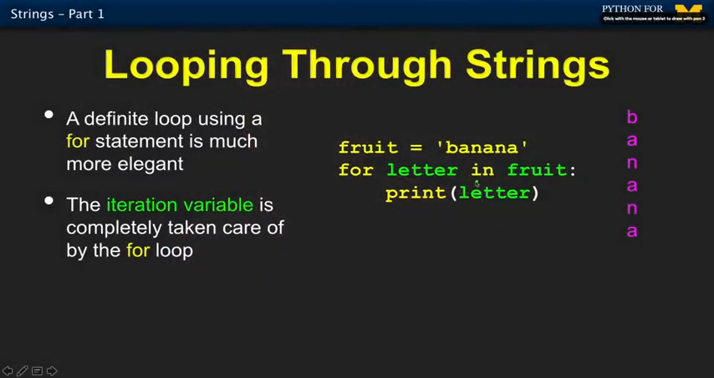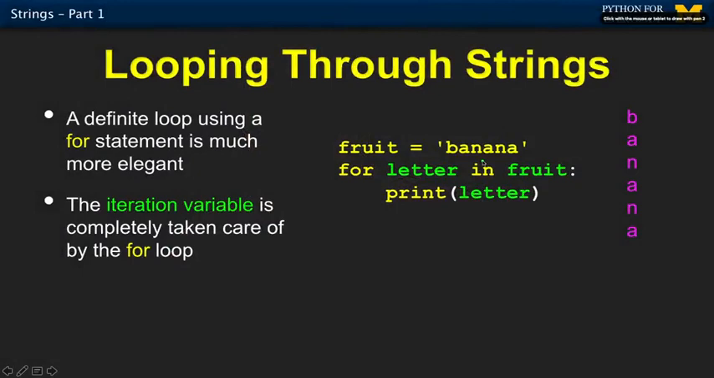Now, that was the indeterminate loop. We had to construct it. We had to make our own iteration variable, et cetera. But a much more convenient way, unless you actually need to know the position, if you just want to go through all the letters in a loop, is to use a for, a determinate loop, right? So we're going to use for and in.